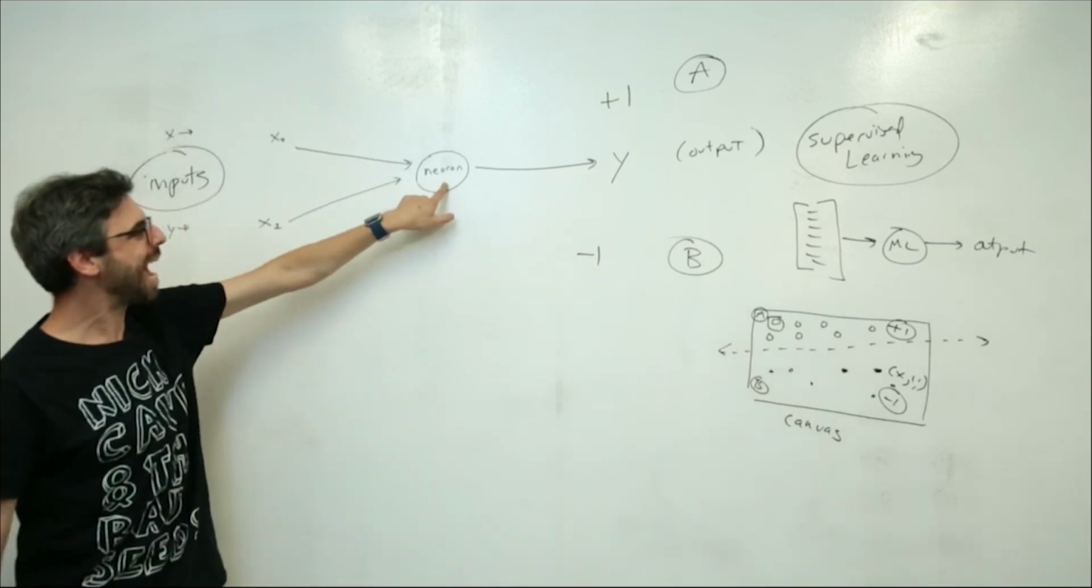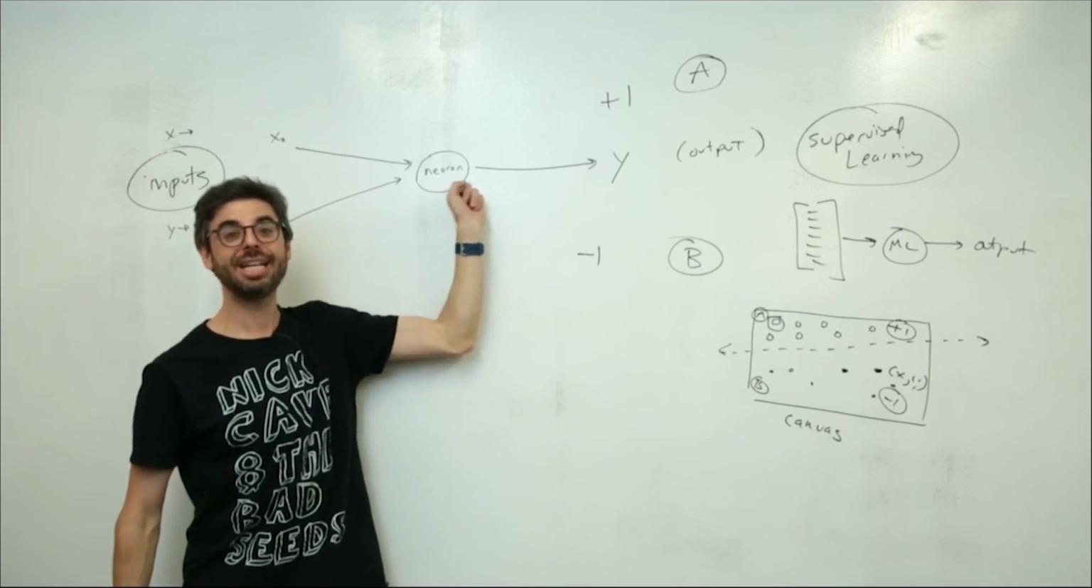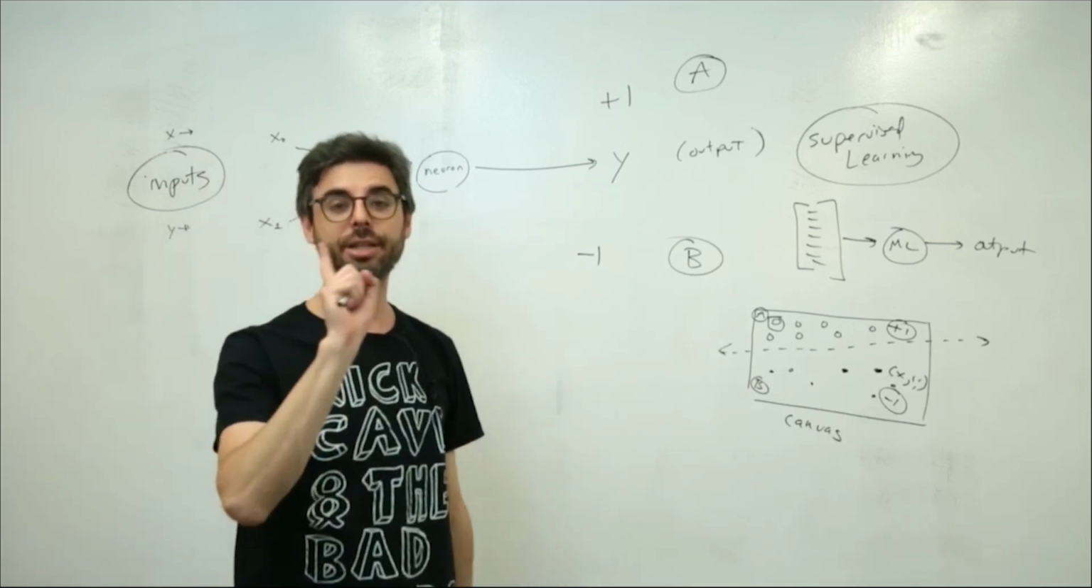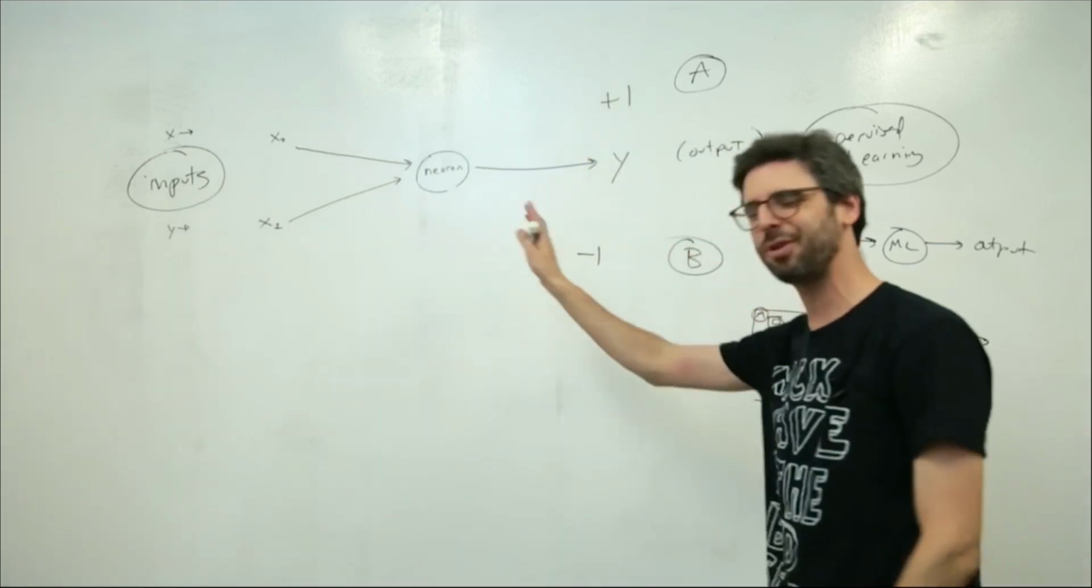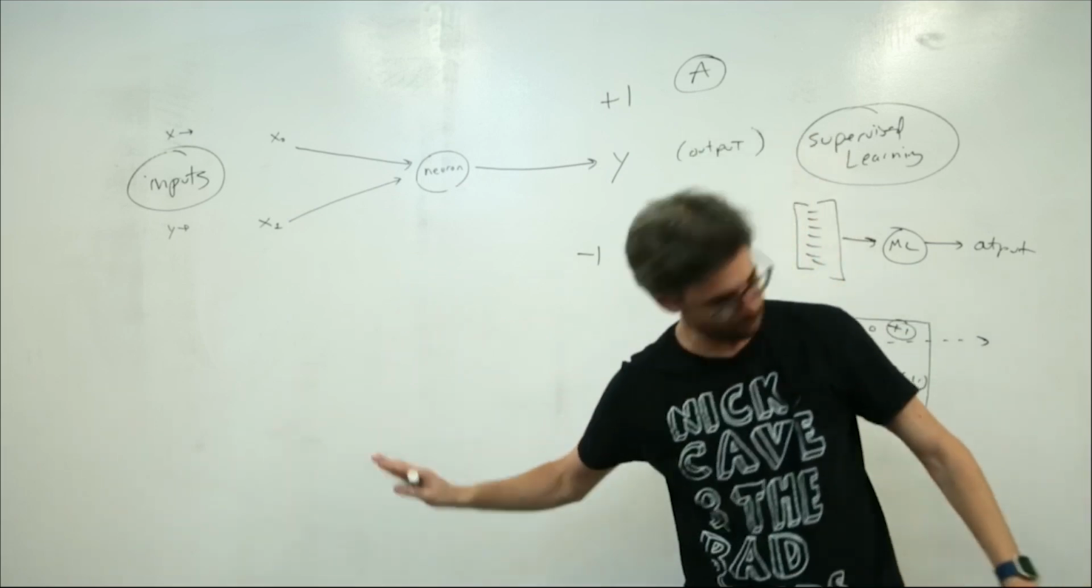Okay, so what is the actual algorithm? What happens here inside the neuron? So here's the missing piece. And there's a few different missing pieces that I'll get to over time.